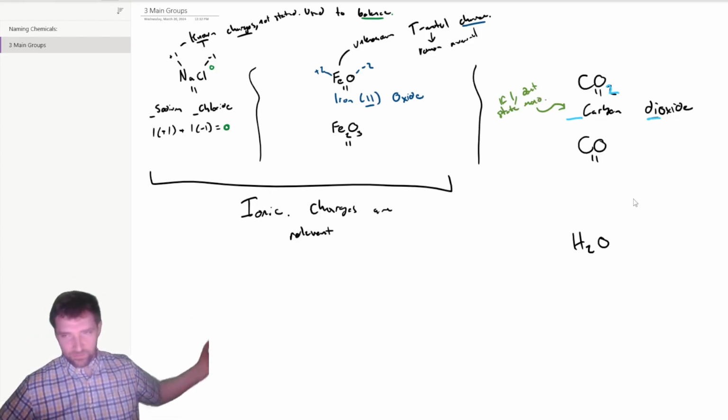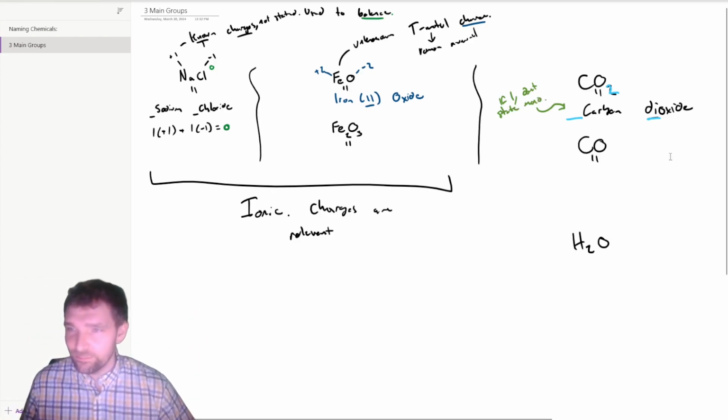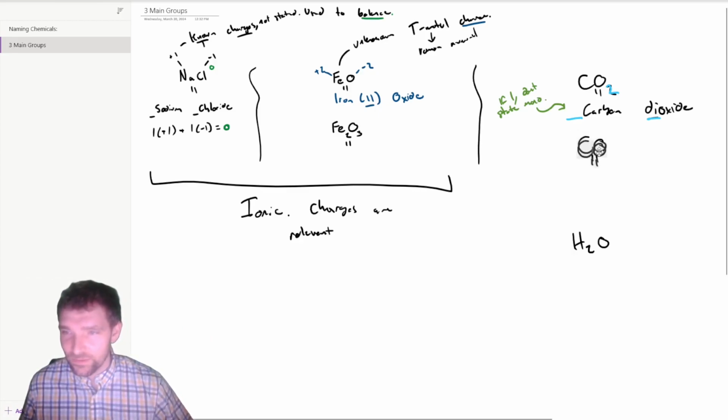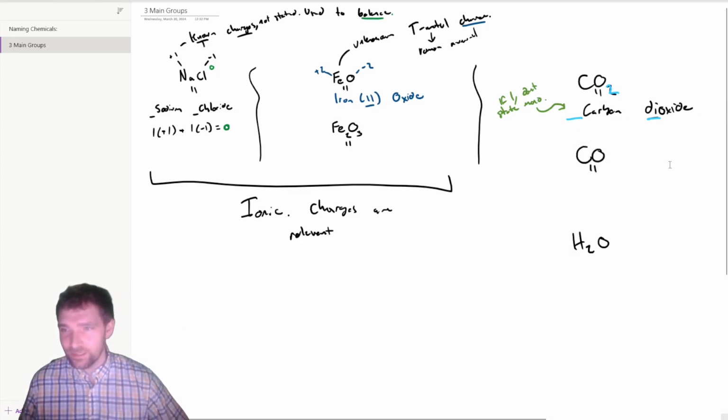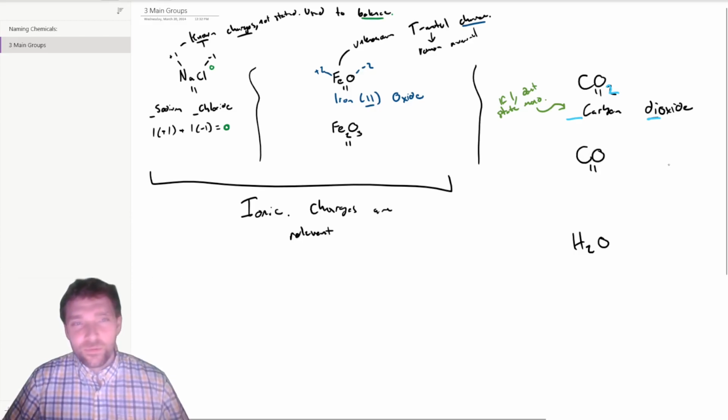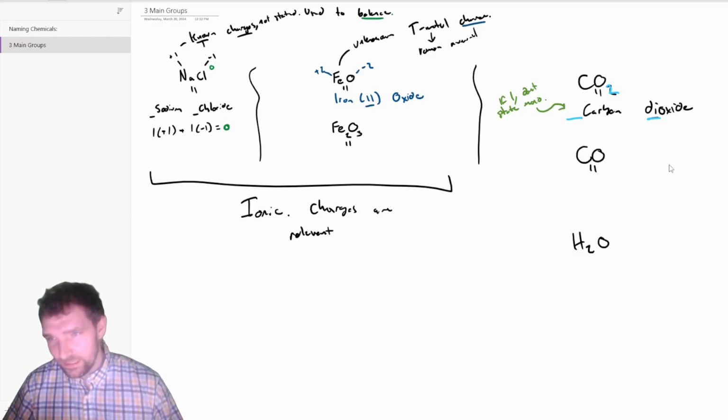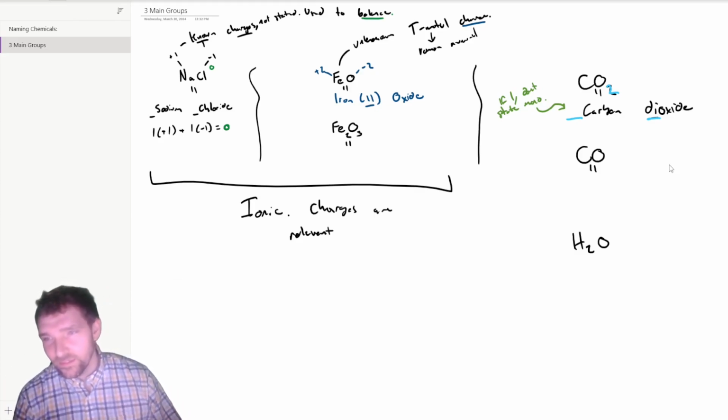So this again comes from old naming conventions. People were realizing things were combining with certain ratios with oxygen, the carbon. They later came up with a more universal naming system, but tried to adjust it to match some of this stuff.